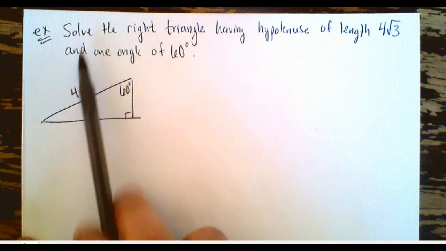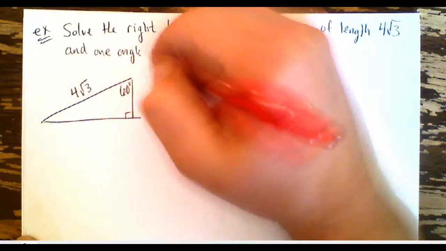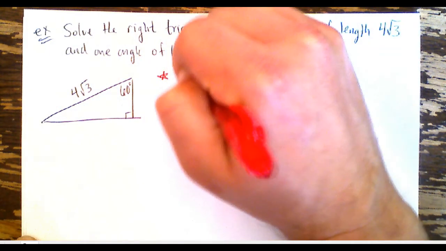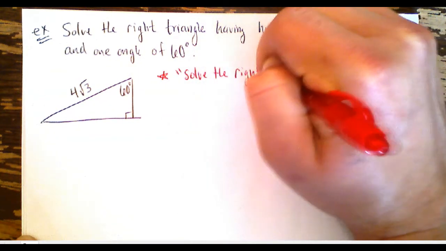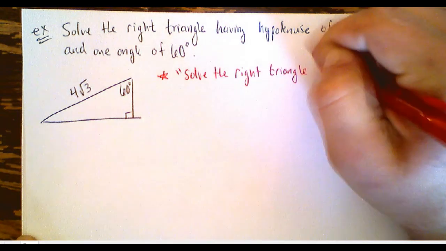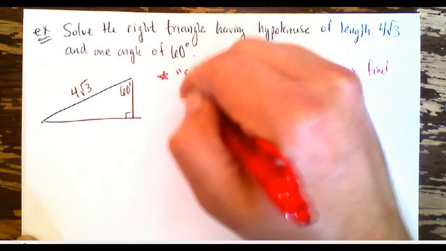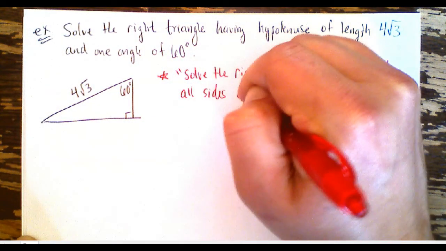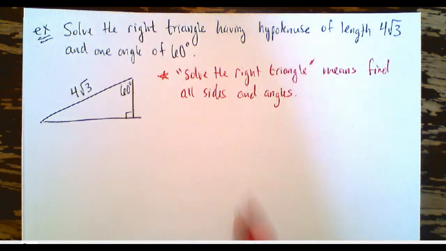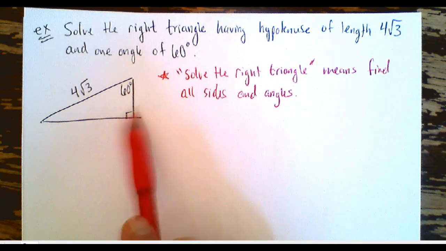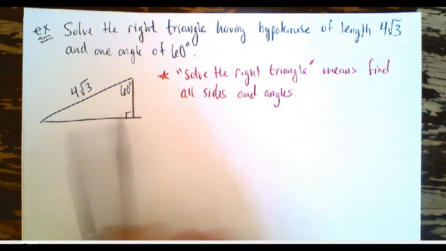So now, when I say solve the right triangle, what this means, solve the right triangle means find all sides and angles. Okay, so keep that in mind. So what we want to do is figure out both of these sides and this angle right here. Okay. So here's how we can do that.